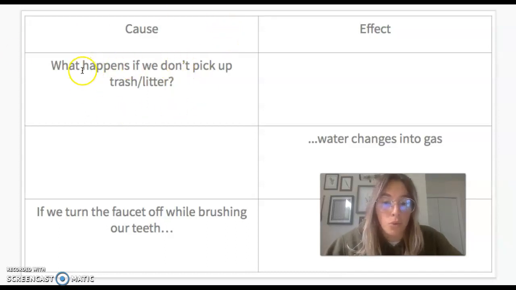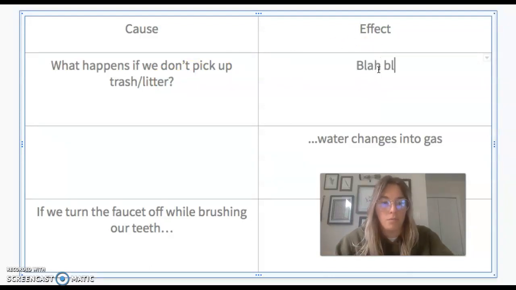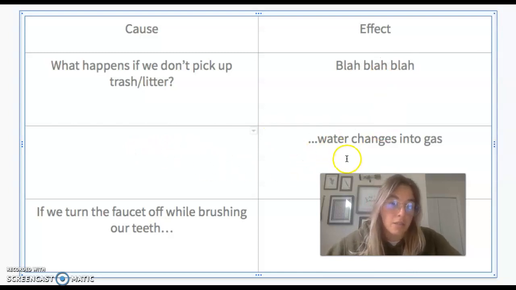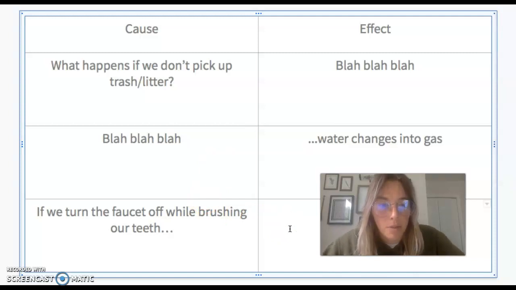So you have multiple causes, and then you have one effect. So what happens if we don't pick up trash or litter? You're going to write the effect in this box here. Blah, blah, blah. And then you're looking at the effect in the second box. Water changes into gas. You need to give me the cause of that. And then finally, in the third box, if we turn the faucet off while brushing our teeth, tell me what happens.